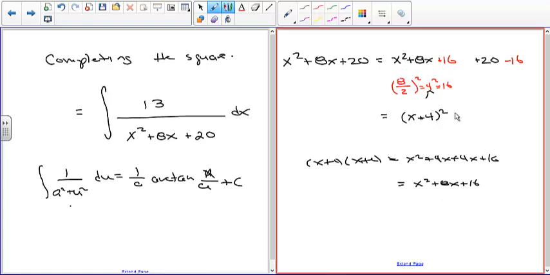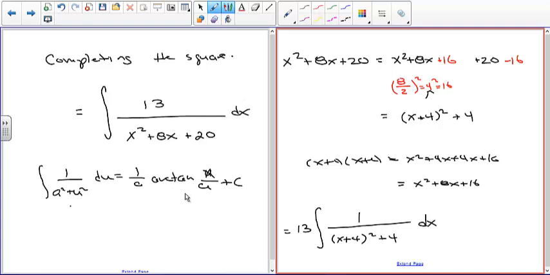So I can replace that with that, and then I do the math here, so that would be plus 4. So before I try to use any u substitution, I'm going to use completing the square. First thing, I'm also going to factor out the 13 because that's not something I need right now. And then I can replace the denominator with x plus 4 quantity squared plus 4, times dx.